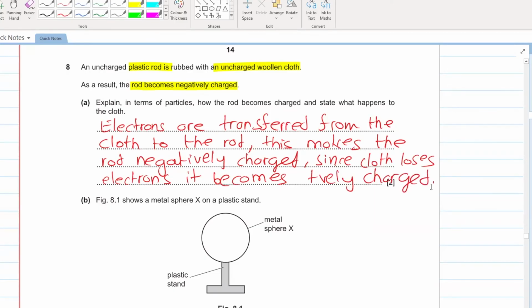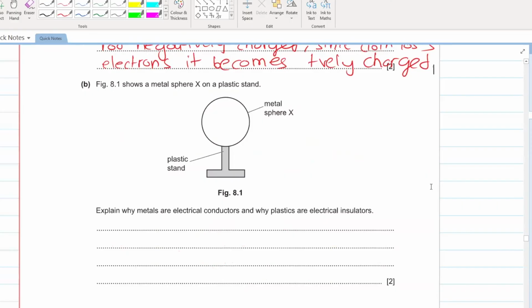Let's further move ahead. Figure 8.1 shows a metal sphere on a plastic stand. Explain why metals are electrical conductors and plastics are electrical insulators. What will you say?